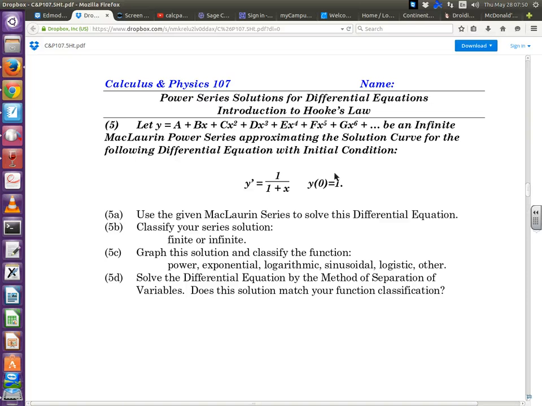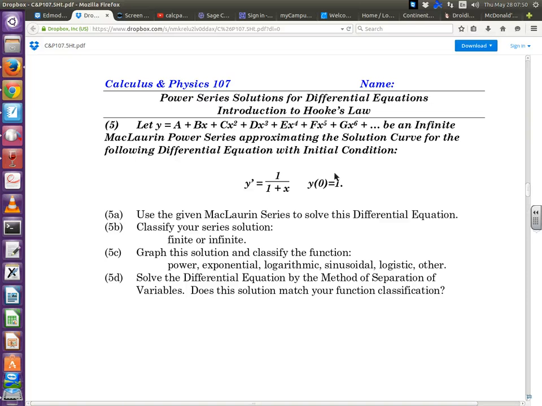You start with y equals a plus, then you go to y prime equals b plus 2c, right? But what do you write for this thing? 1 over 1 plus x. You want to make your y prime series equal to a series for 1 over 1 plus x. 1 plus x to the negative 1. Well, yeah, but I need a series, though. That's a function. I need a series that represents that function.